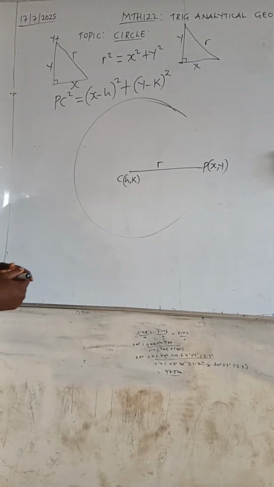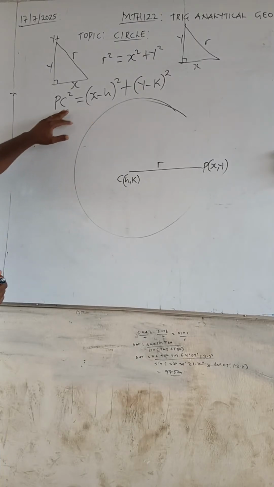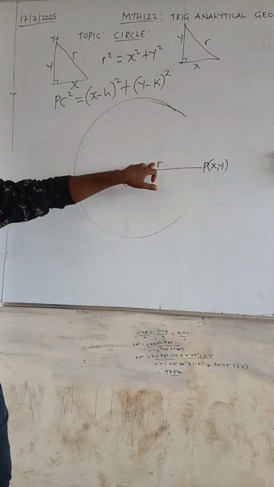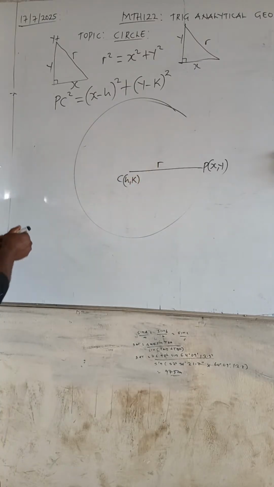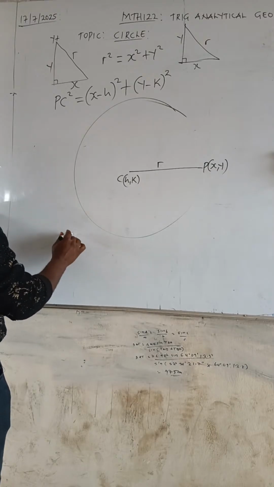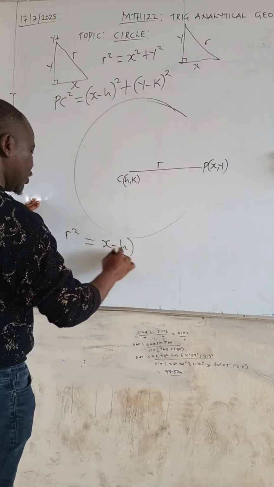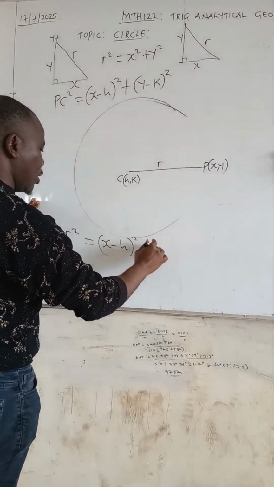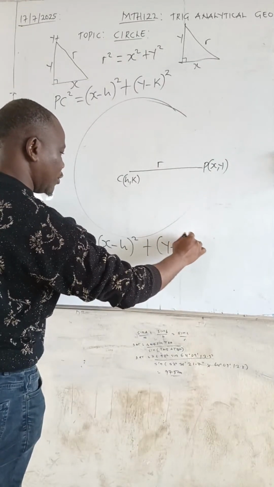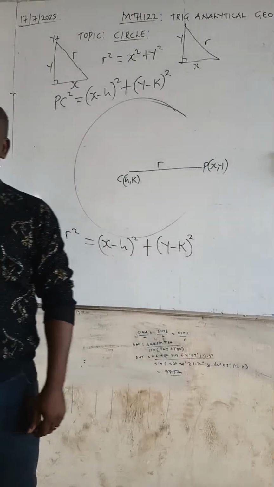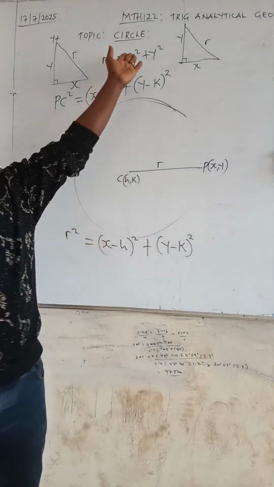Okay. So now, listen. PC means what? r. True or false? So it means we can now write our r squared is equal to (x minus h) all in bracket squared plus (y minus k) all in bracket squared. Okay.